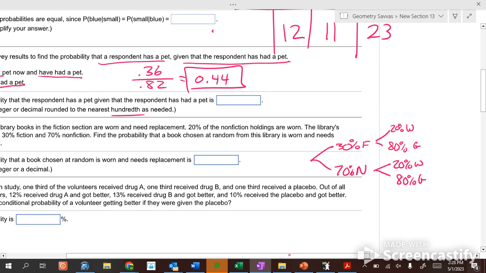So if we multiply across, this is 6% of the books. This is 24% of the books. We multiply across 70 times 20. This is like 14% of the books. This is like 56% of the books. If you add all these numbers up, what do they add up to? 100%. They better add up to 100% or something's wrong here.